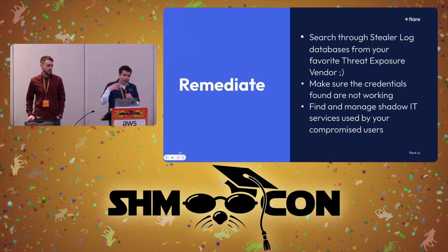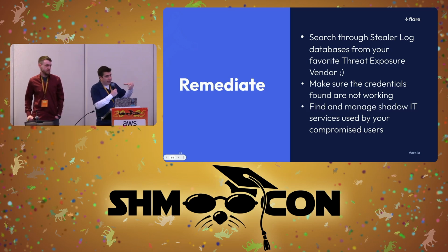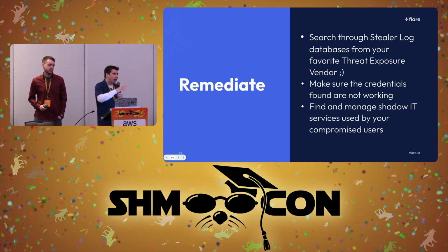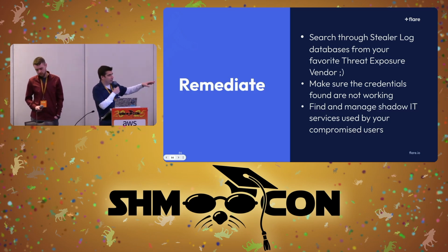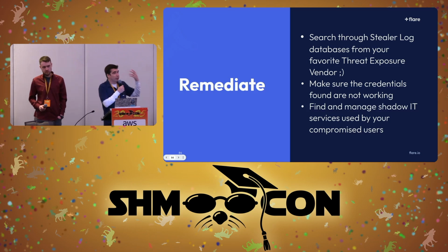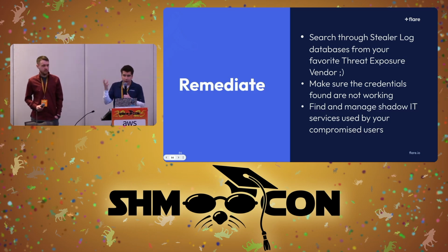And then remediate. We advise going through stealer log databases with your favorite threat exposure vendor to find the corporate accounts and then go ahead and test them. Oftentimes it's a former employee, so just make sure that everything is steady. But also sometimes you realize you have shadow IT, like that one Dropbox account that is not behind the SSO that was forgotten, but via a stealer log, you will find these things that are left behind, right?